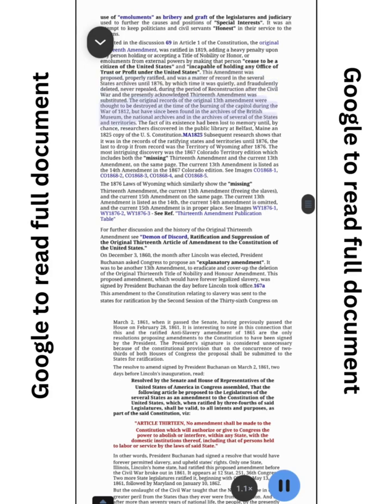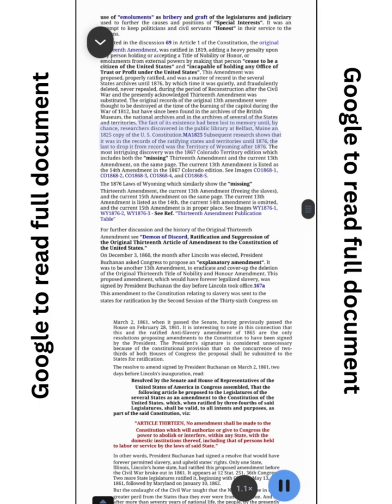The original records of the original 13th Amendment were thought to be destroyed at the time of the burning of the Capitol during the War of 1812, but have since been found in the archives of the British Museum, the National Archives, and in the archives of several of the states and territories.